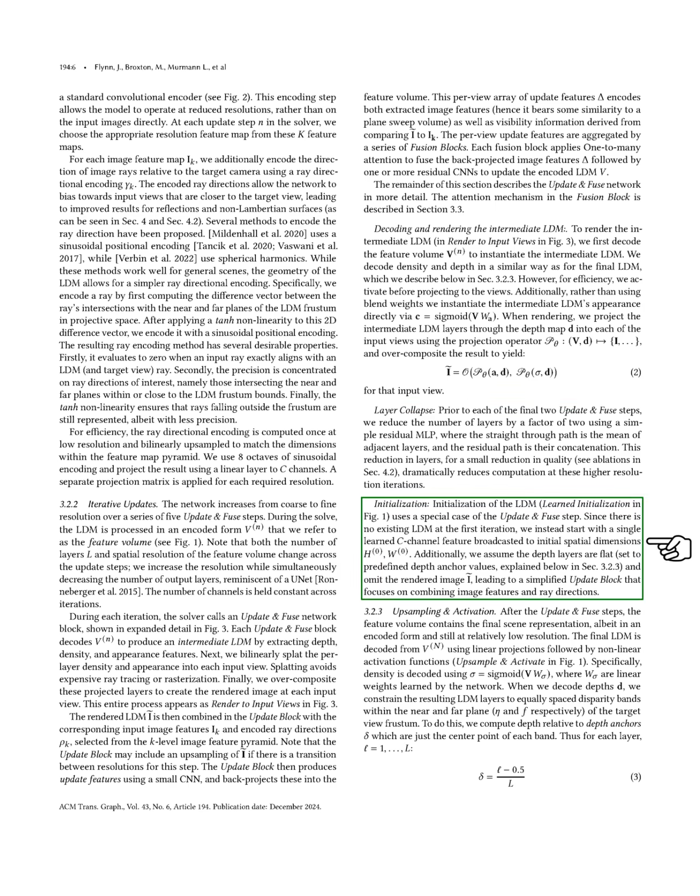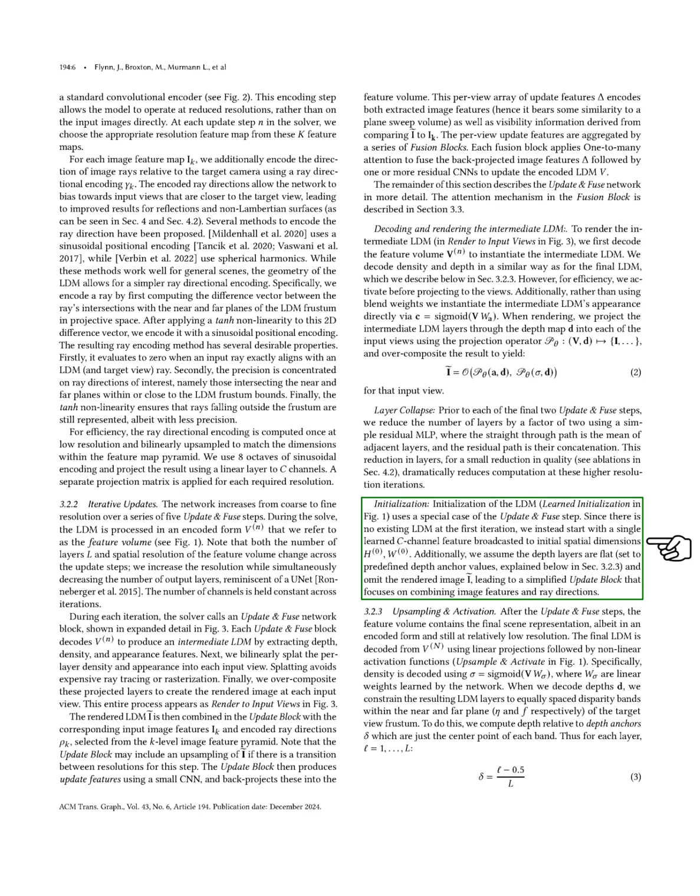For initialization of the learned depth model, LDM, we apply a specific version of the update and fuse step. Since there is no existing LDM at the first iteration, we begin with a single learned feature that has 40 channels, which we expand to initial dimensions of 50 by 50. We also assume the depth layers are flat, using predefined depth anchor values, and we skip rendering the image at 42 by 42. This results in a simpler update block that focuses on merging image features and ray directions.